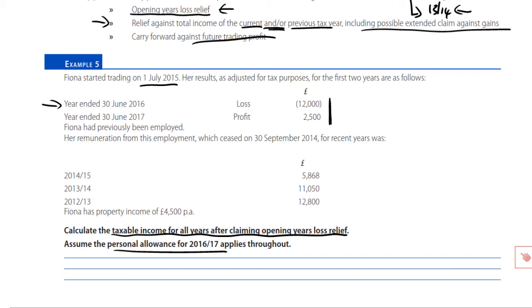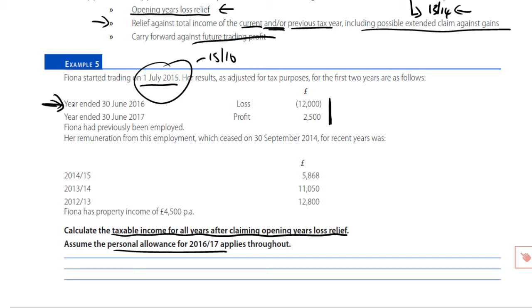Okay, let's see how we fared, therefore, in establishing what those assessments and losses available for relief are in the opening years. As ever, first thing that we do, look at the start date, and that fixes the first tax year. That is 15-16. We immediately start with a loss-making period, as we said. Thankfully, the year ended 30th of June 16.